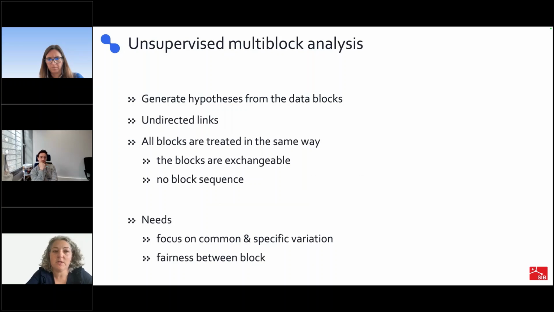For the unsupervised multi-block analysis, this analysis can help generate hypotheses from the data blocks, with undirected links also, and all blocks are treated in the same way, meaning that you can exchange the different blocks. The sequence of blocks has no meaning, no incidence on the model. And here we will focus on common variation and specific variation. We need to have fairness between blocks to be able to compute the model and to gain insight from the results.